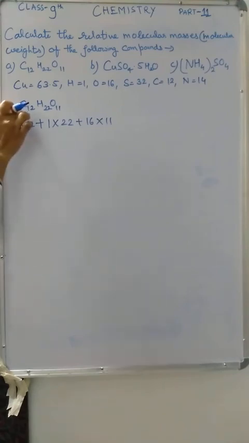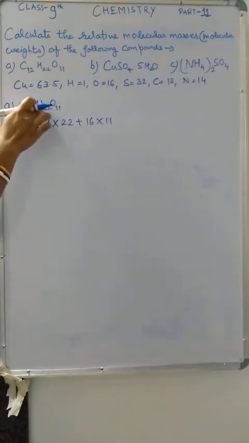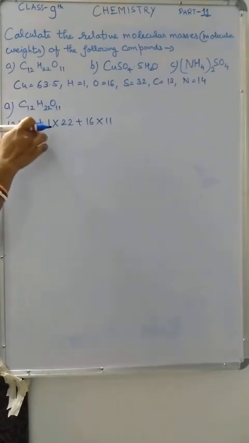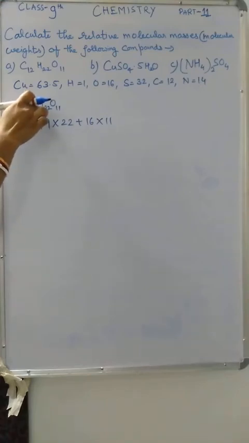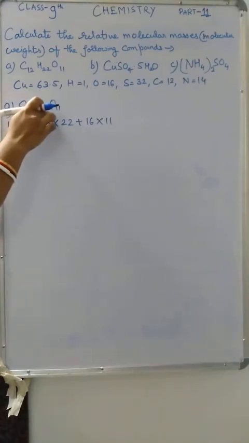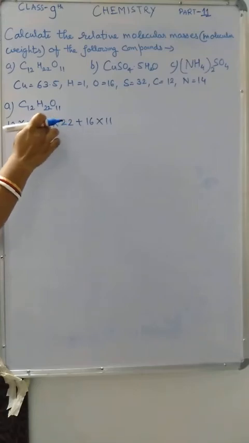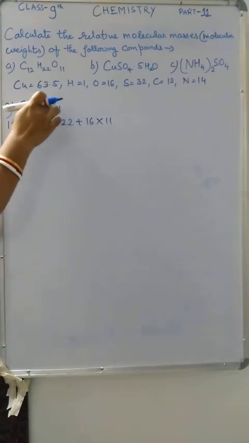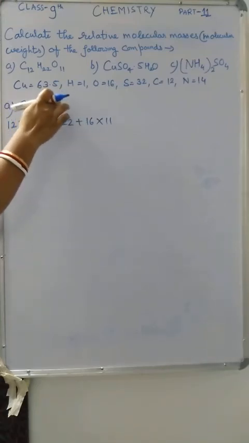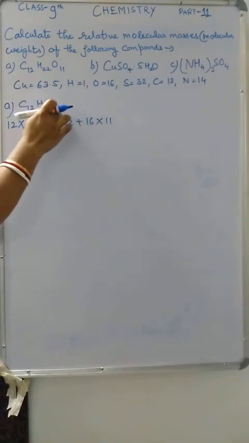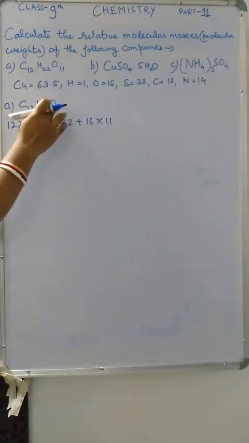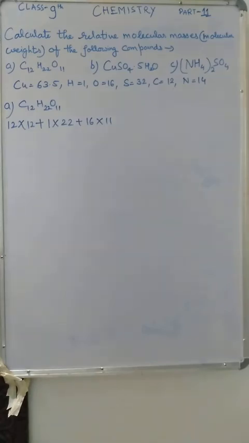So atomic mass of carbon is 12 and number of carbon atoms 12. You have to multiply. Then with the second one you have to add it. Again, atomic mass of hydrogen is 1, number of hydrogen atoms 22, so you multiply it. Then again add it with the third one. Oxygen atomic mass is 16, number of oxygen atoms present in this sugar 11. So you have to multiply it.